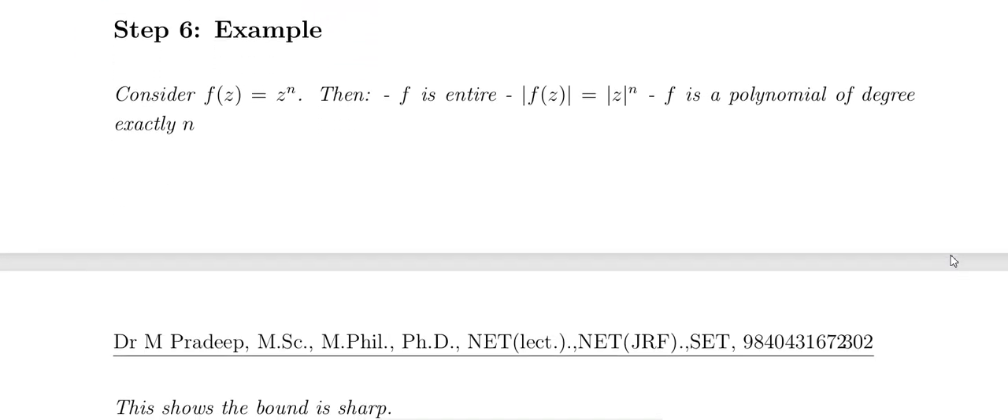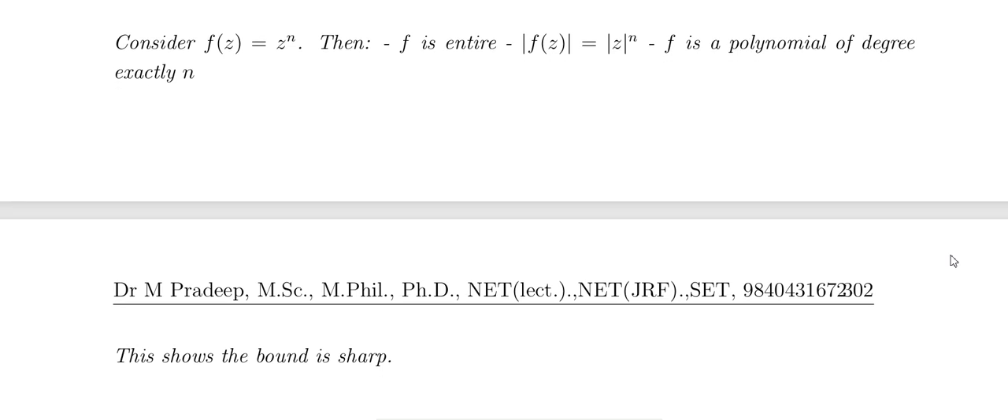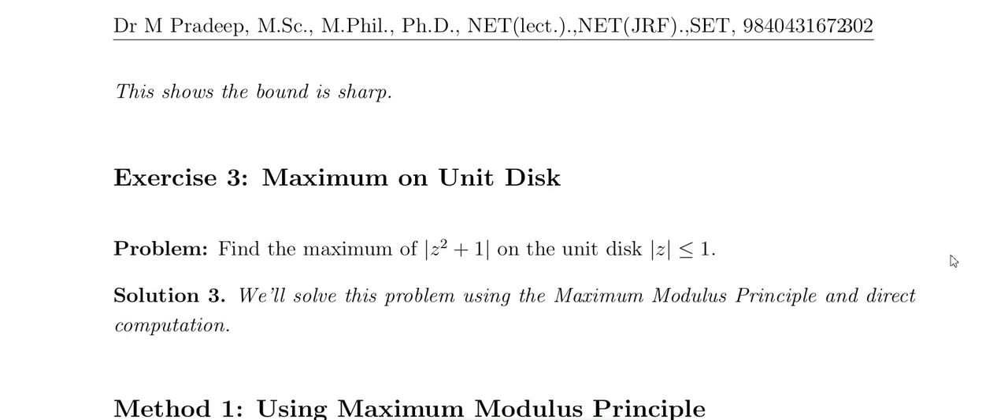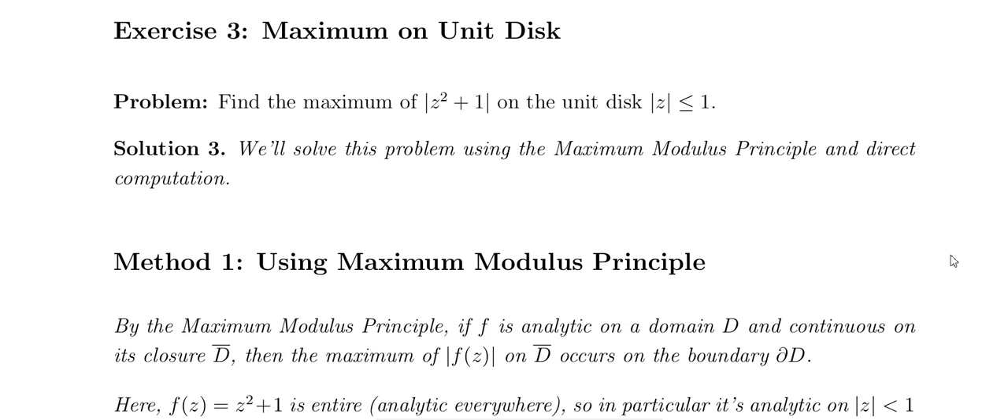Another problem: another type, f of z equal to z power n, that is mod f of z equals mod z power n. So f is a polynomial of degree exactly n. That is another problem, a maximum on the unit disk, that is the maximum of the mod of z square plus 1 on the unit disk mod z less than or equal to 1.